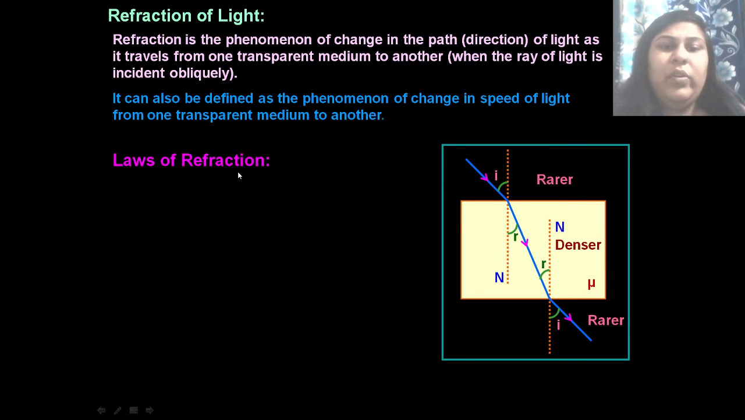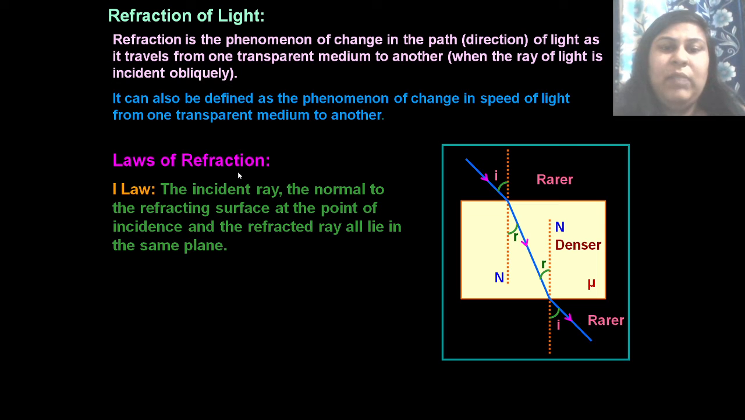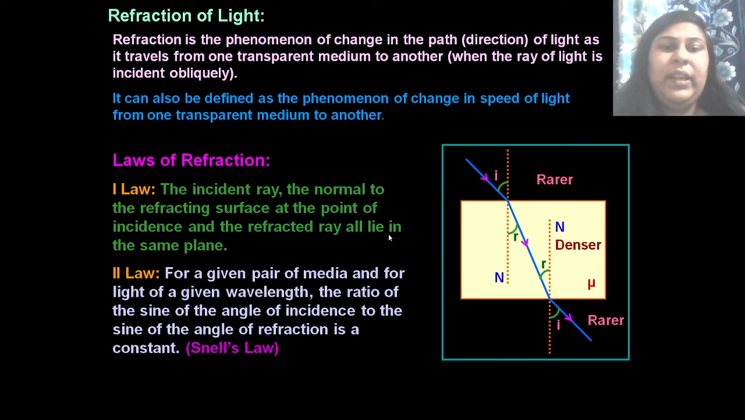Next topic is the laws of refraction. The first law is the same as that of reflection: the incident ray, the normal at the point of incidence, and the refracted ray all lie in the same plane. And the second law is that for a given pair of media and light of a given wavelength, the ratio of the sine of the angle of incidence to the sine of the angle of refraction is constant. That is known as Snell's law.